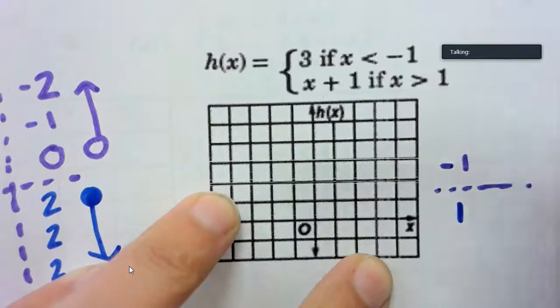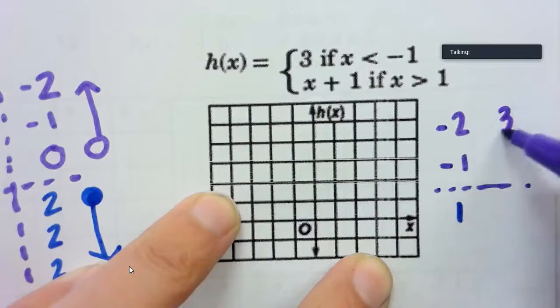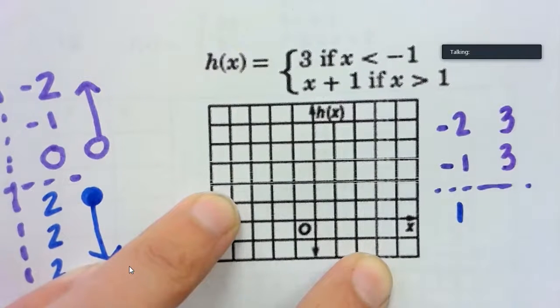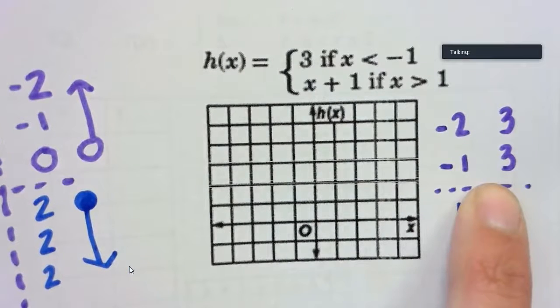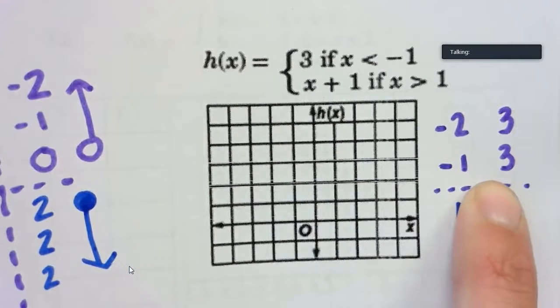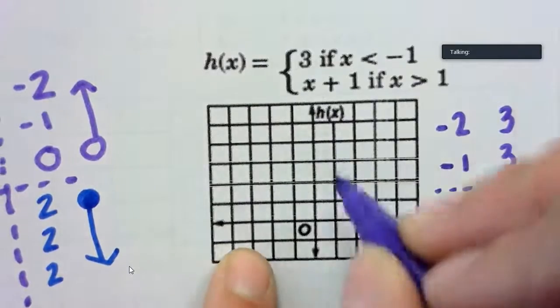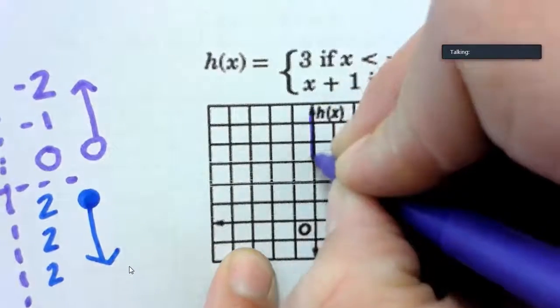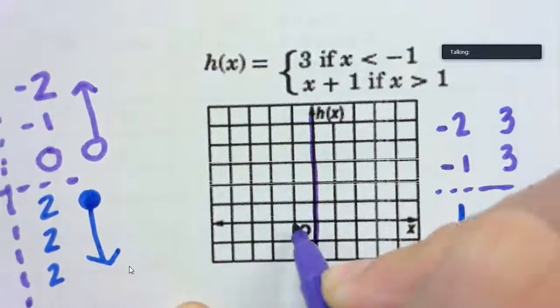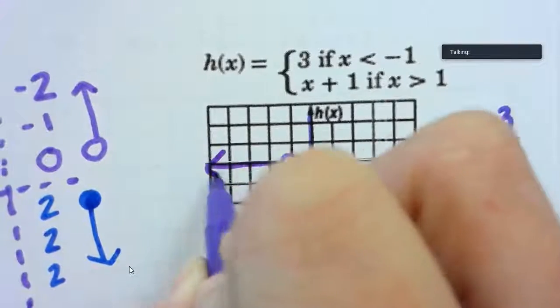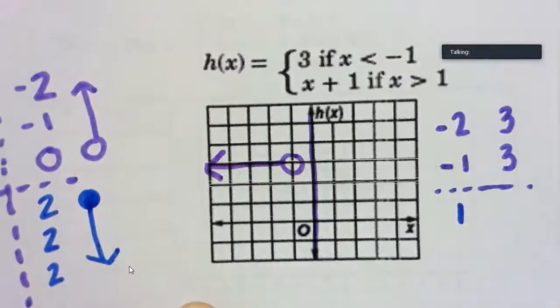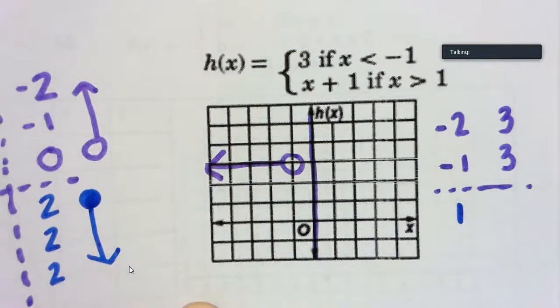So the -1, -2, etc. are all going to be at 3. At -1, 3, is that point open or closed? Open. Good. The circle, like the open or closed circle, is always where the breaking is, right? Yes.